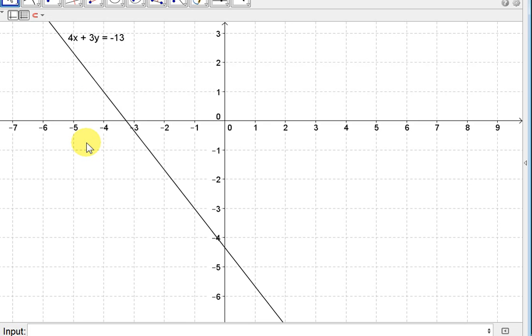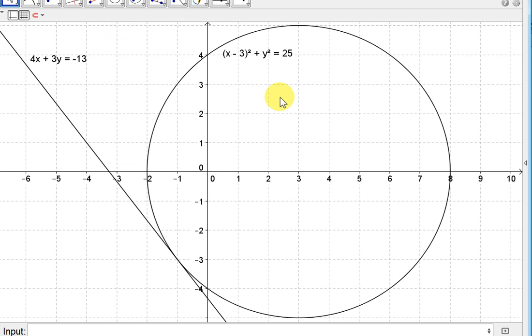Find the point of contact Q of the tangent 4x plus 3y plus 13 equals 0 to the circle x squared plus y squared minus 6x minus 16 equals 0. Here is a graph of the line. Let's see a graph of the circle. Now the circle here is given in the form (x minus h) squared plus (y minus k) squared equals r squared.